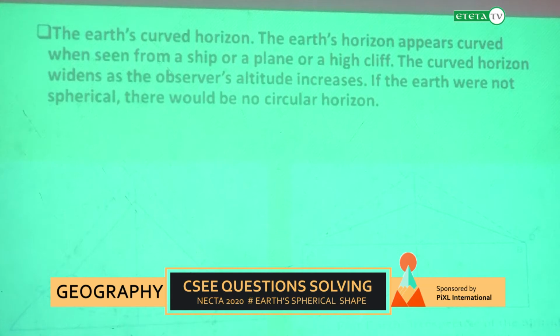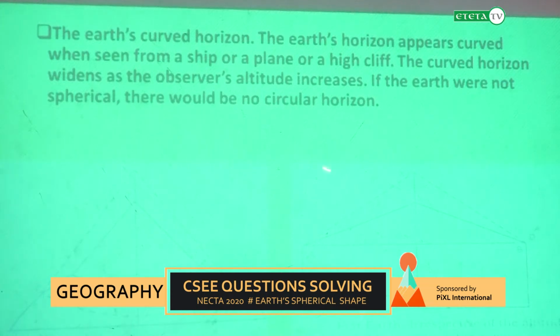Now, this curved horizon increases with increasing height because the Earth is spherical in shape. The Earth's horizon appears curved when seen from a ship, a plane or a high cliff. The curved horizon widens as the observer's altitude increases. As you go up, you will be able to see further, and as you go up again, you will see more. If the Earth were flat, this would not happen.